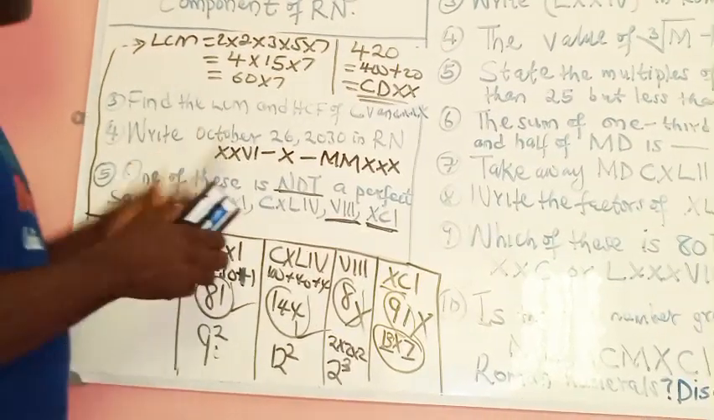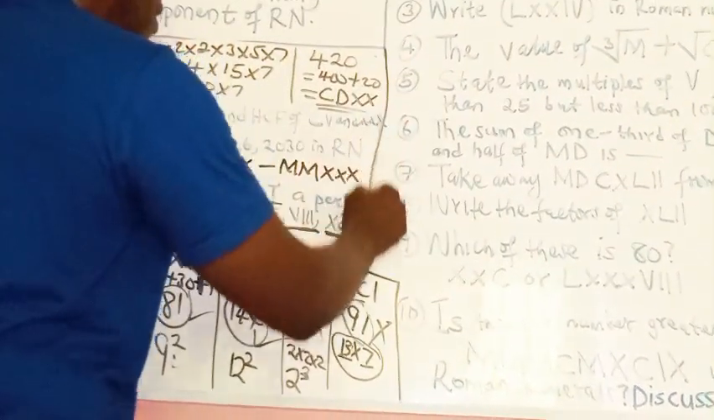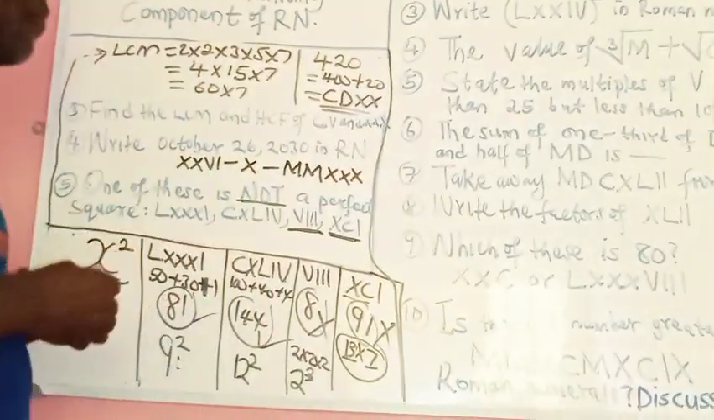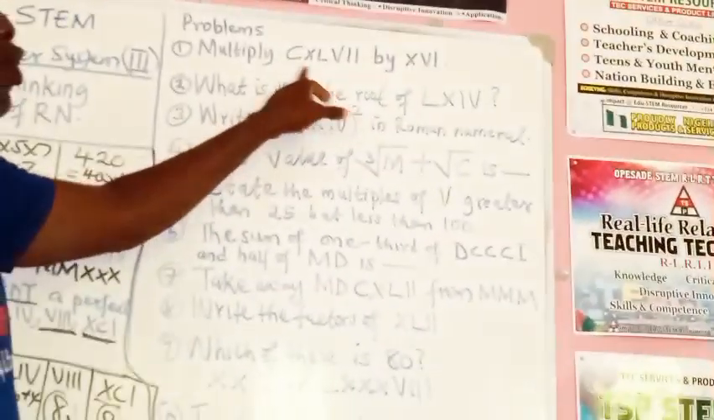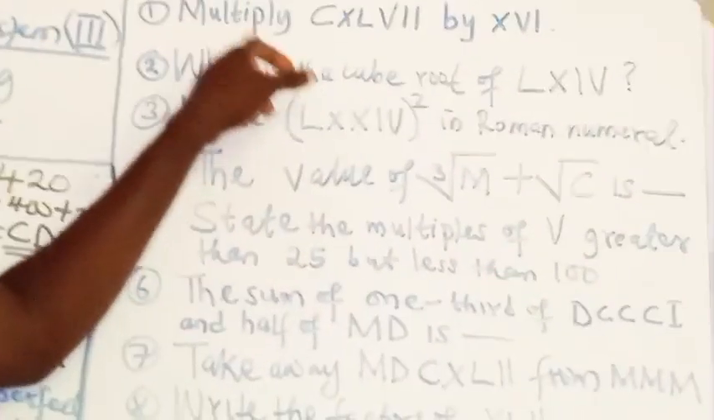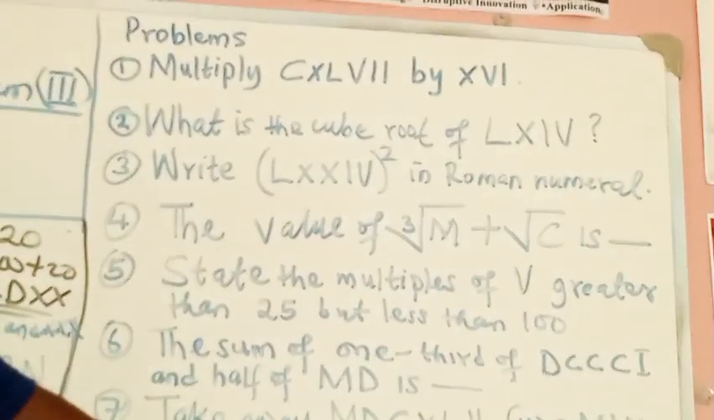Now, having said that, I have some problems for you here to address. I'll just shed light on that while you do it by yourself. They say you should multiply. Look at the following problem. Multiply this by this. To multiply, what do you do? You come back to what? Hindu-Arabic. You carry out your multiplication. Then your result, you now convert it back to Roman numerals.